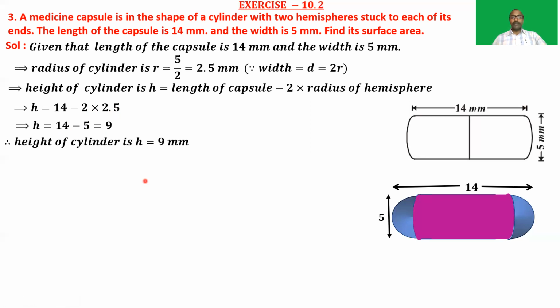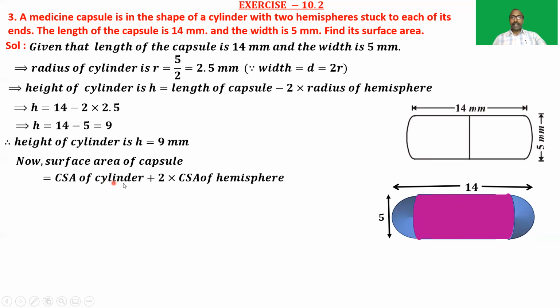Okay, now the surface area of the capsule. In this capsule we should be able to see the curved surface area of the cylinder and the curved surface areas of both the hemispheres. So the surface area of the given capsule is the sum of the curved surface area of the cylinder plus the curved surface area of the first hemisphere plus the curved surface area of the second hemisphere. So we can write it as the curved surface area of the cylinder plus 2 into the curved surface area of the hemisphere.